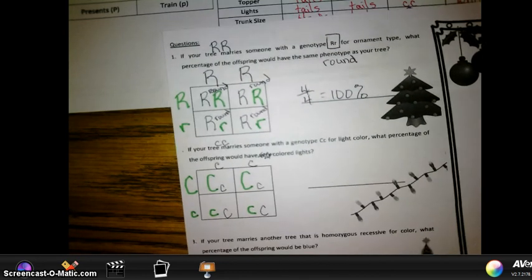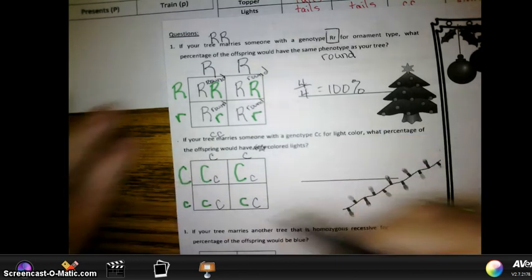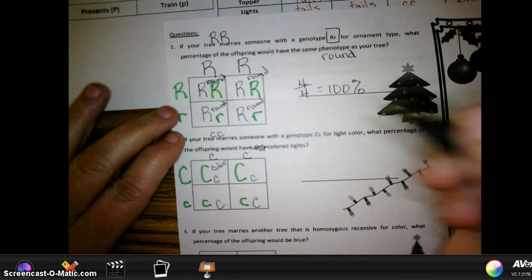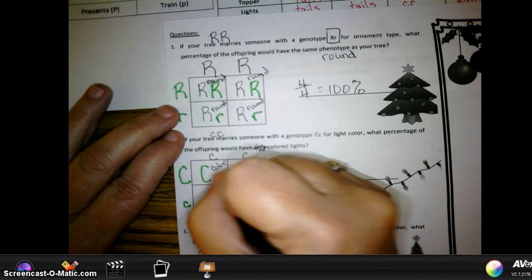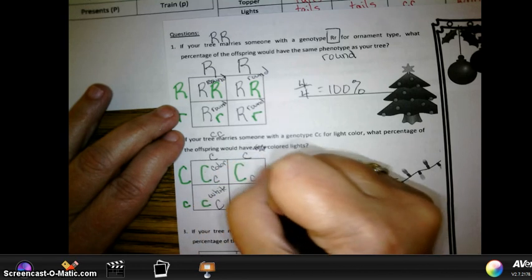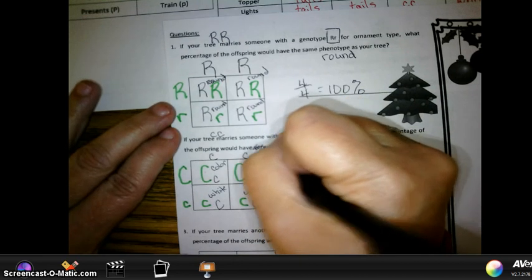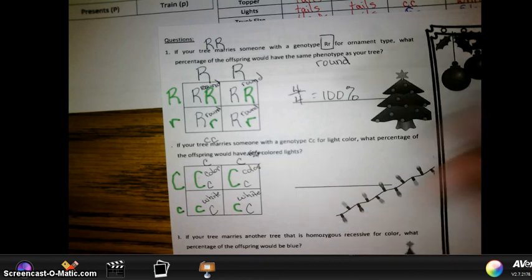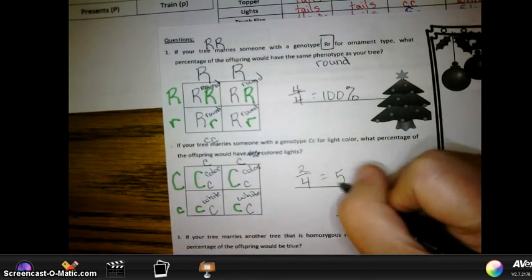So now we're looking for phenotypes. If it has one dominant trait for colored lights, it will have colored lights. If it has two dominant traits for colored lights, it will have colored lights. But if it doesn't have any dominant traits, it will have white lights, just like we did. And this is called heterozygous, one of each, right? It says, what percentage will have colored lights? Well, we have 1, 2 out of 4 total, and that's 50%.